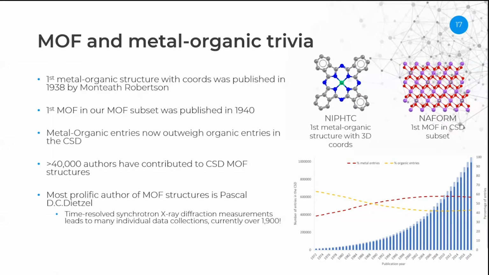So the first metal organic structure with coordinates was published in 1938 by Monteith Robertson, and the first MOF structure, according to our MOF subset, was published just two years later in 1940. Since the early 1990s, metal organic structures have been outweighing organic structures, and they now account for around 57% of the resource. Over 40,000 different authors have contributed to the CSD MOF structures, and the most prolific author of MOFs is Pascal Dietzel, who has performed time-resolved synchrotron X-ray diffraction measurements, leading to many individual data collections, currently over 1,900.